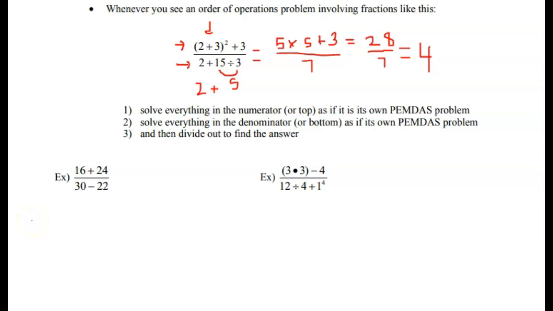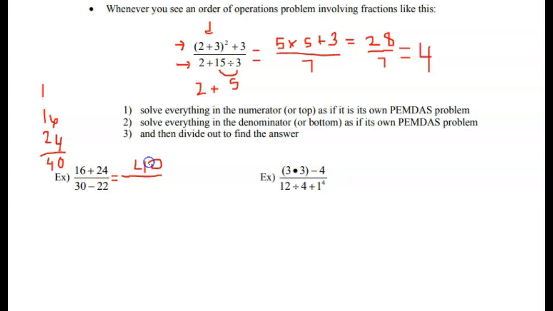I'm going to pause the video so you guys can try doing these next 2 problems. All right, let's see how you did. The first example is 16 plus 24 in the numerator. We're going to handle that first. I'm going to write it like this so I don't make any type of mistake. I know 6 plus 4 is 10. And then I got a 2, 3, 4. Okay, so I got in the numerator of 40.